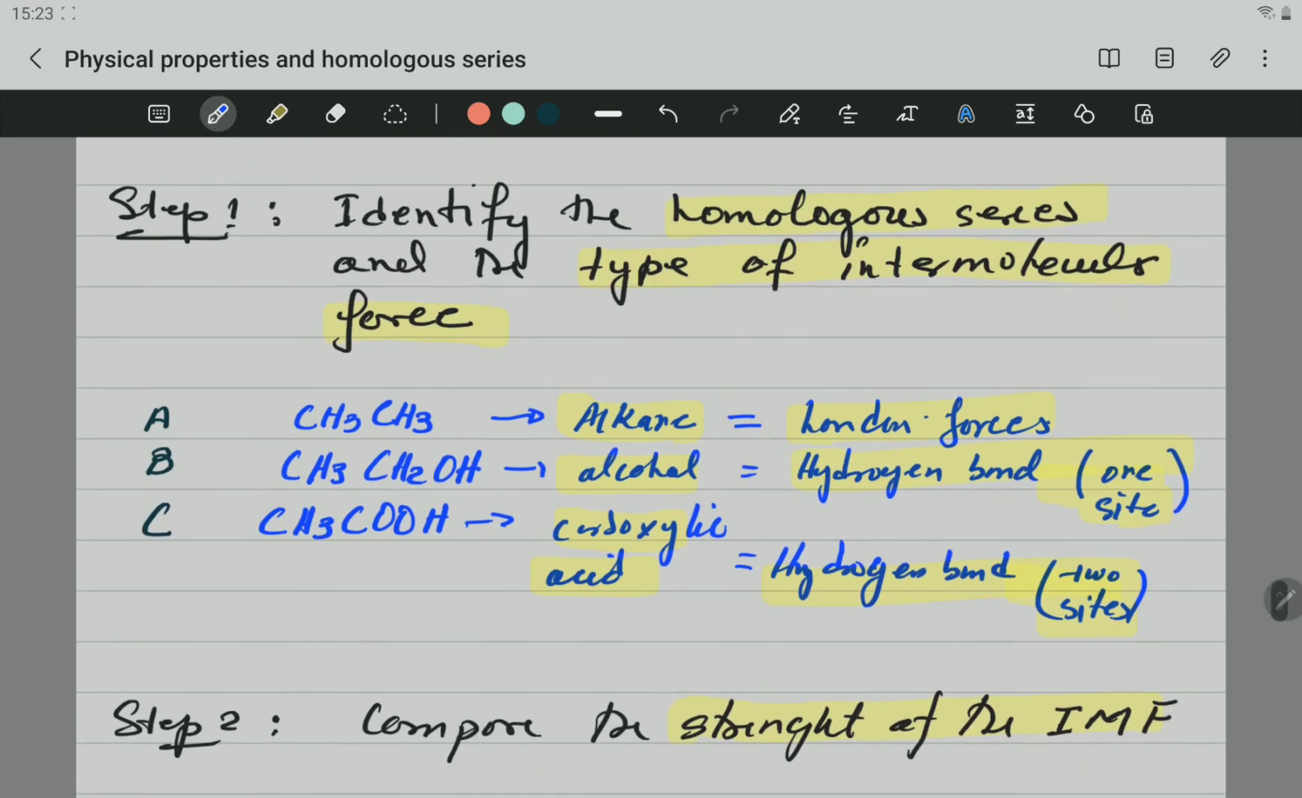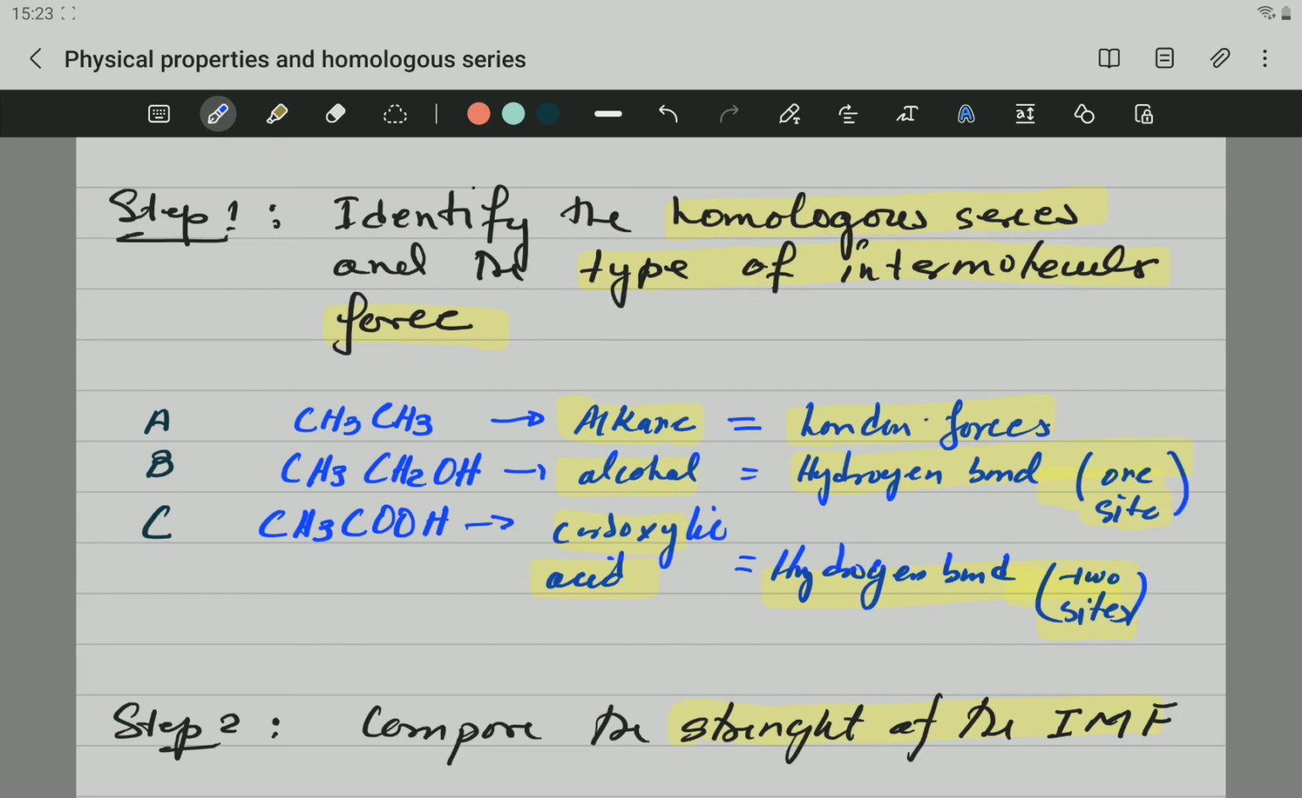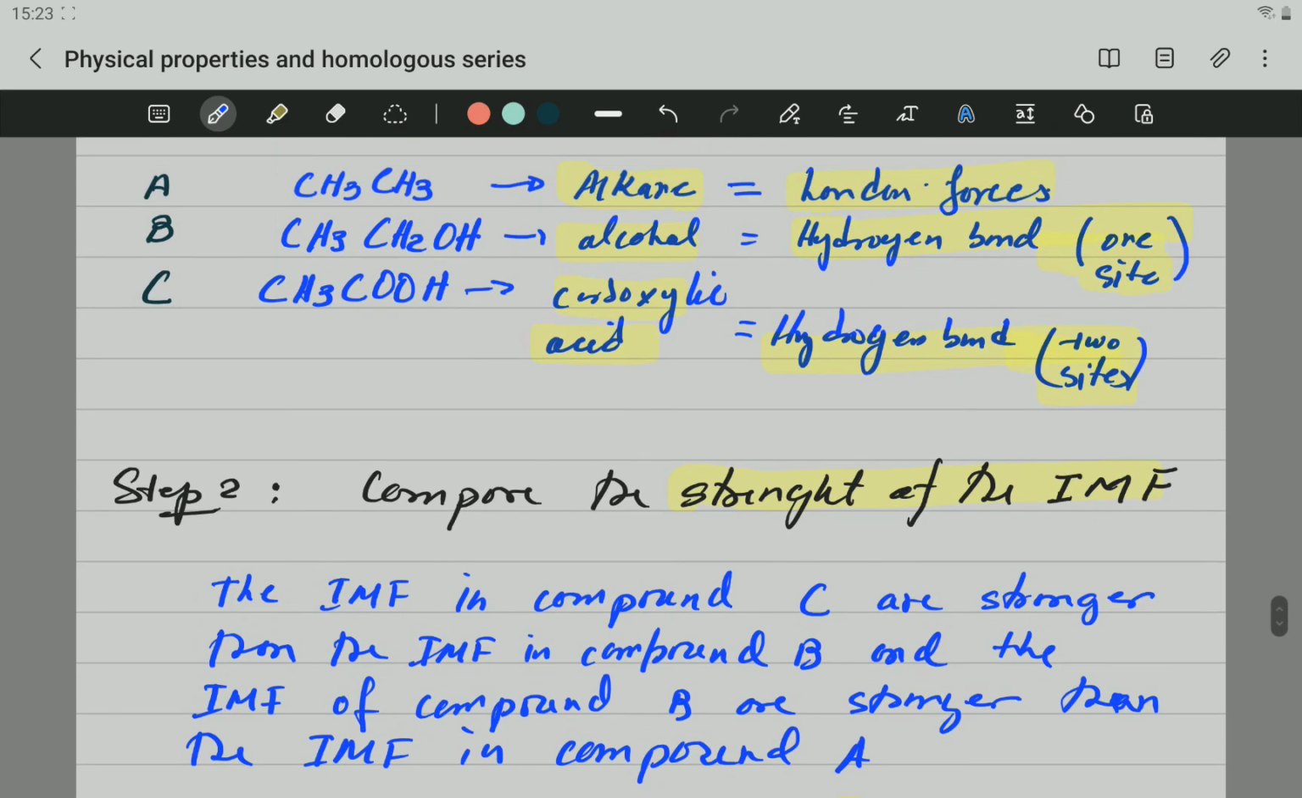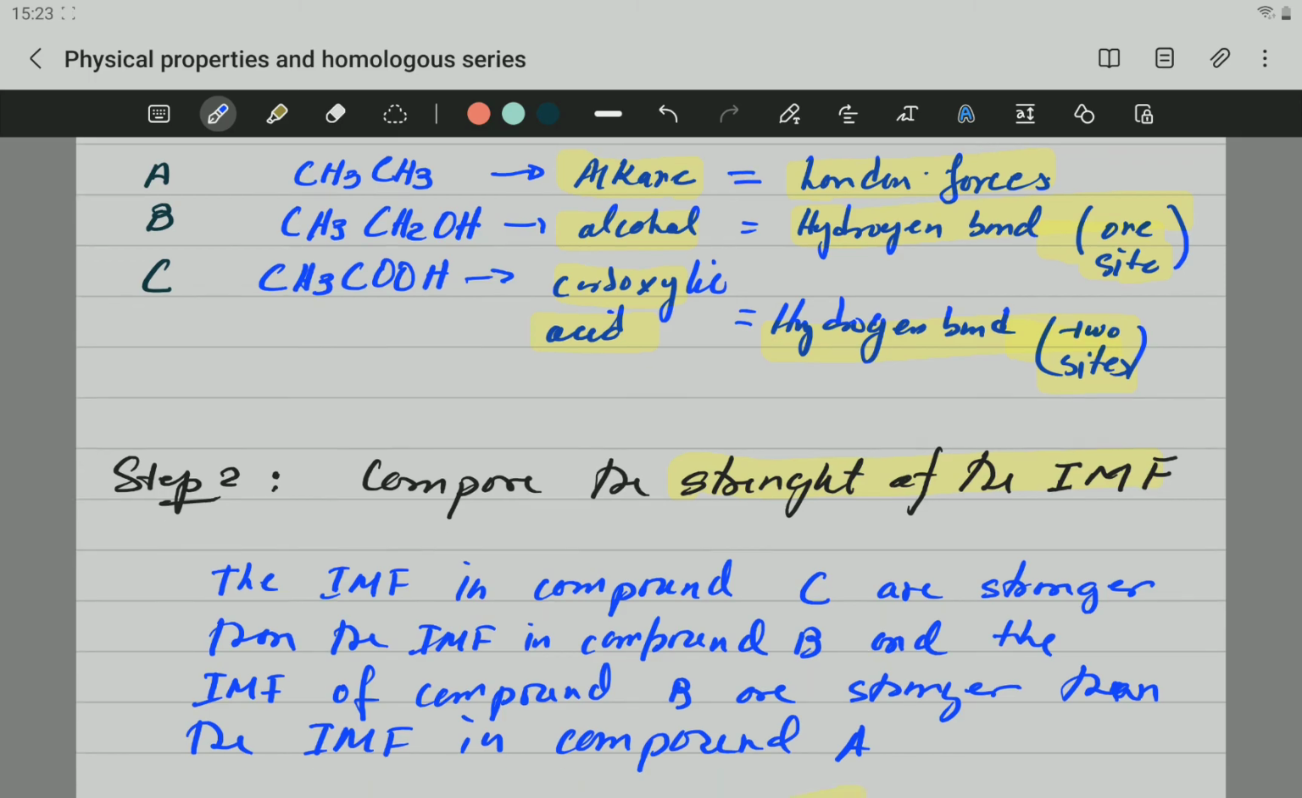Now let's go back here very quick. First of all, to identify the homology series, all this can be done in a paragraph. So you have to write everything in a paragraph. Compound A is an alkane with London forces, compound B is an alcohol which has one side for hydrogen bond, and compound C is a carboxylic acid which has two sides for hydrogen bond. The intermolecular forces in compound C are stronger than the intermolecular forces in compound B, and the intermolecular forces in compound B are stronger than the intermolecular forces in compound A. Or you can say two sides for hydrogen bond is stronger than one side for hydrogen bond, and hydrogen bond is stronger than London forces. It is more or less the same.